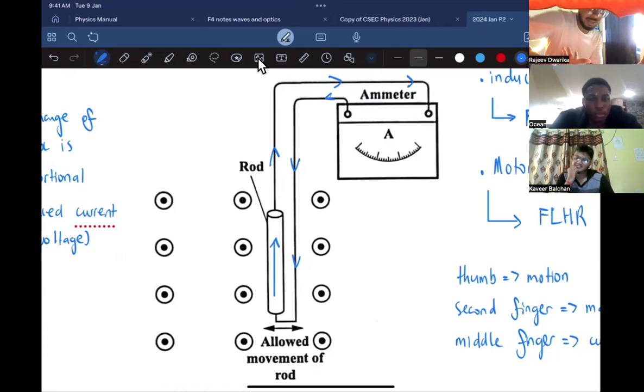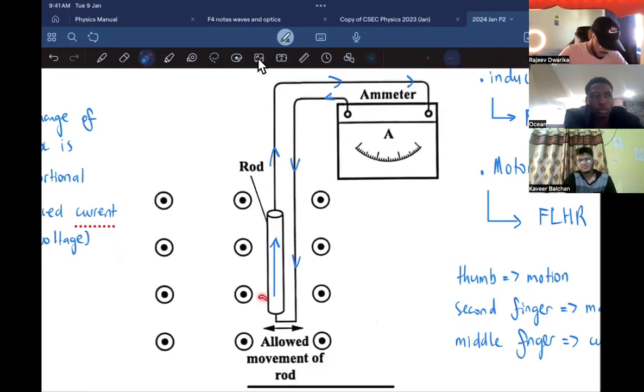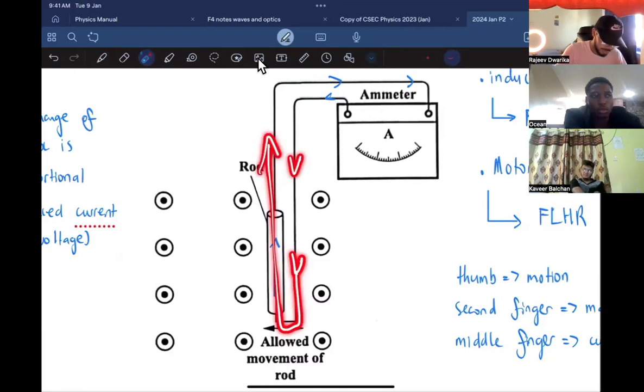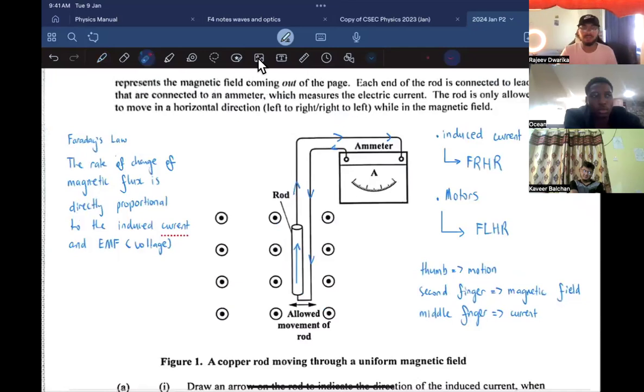My thumb is to the left direction. My second finger is pointing towards me because the current is coming out of the paper. And automatically, you see that the direction of the current will be upwards. So what that means is the current is in an upwards direction. And if the current is in an upwards direction, you can now draw the arrows to point in your respective direction. So yes or no, we understand that? Yes, sir. All right, Ocean and Justin, do you understand that?